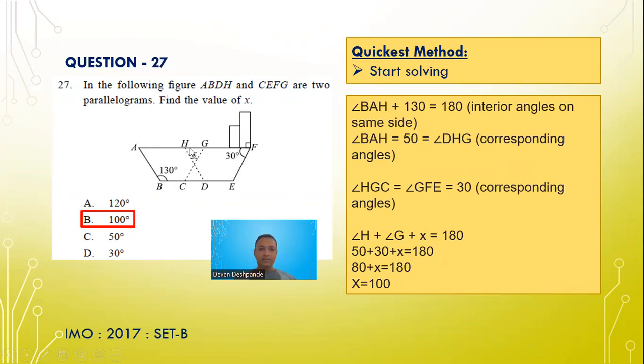So angle H is 50. Angle G, HGC, is 30. 50 and 30. So what is x? Simple. 50 plus 30 plus x is 180. So 50 plus 30 is 80. 80 plus x is 180. So what is x? x is 100.